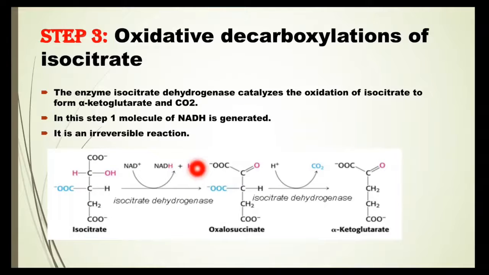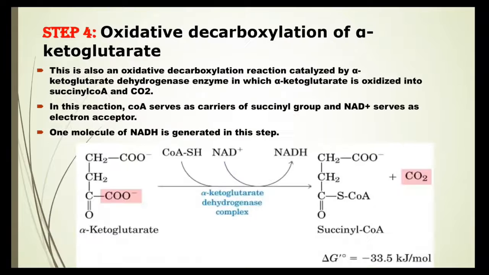Then third step of Krebs cycle involves oxidative decarboxylation of isocitrate. The enzyme isocitrate dehydrogenase catalyzes the oxidation of isocitrate to form alpha-ketoglutarate and carbon dioxide. In this step 1 molecule of NADH is generated. It is an irreversible reaction.